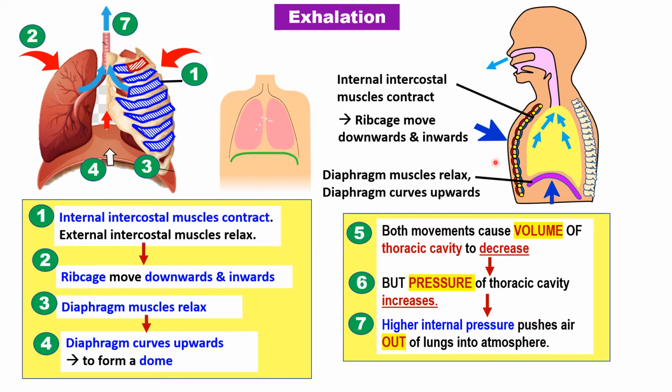Now this is the side view. You can see that the internal intercostal muscles, represented by the blue parts here, contract, and this will cause the rib cage to move inwards and downwards. Okay, so the effect of the internal intercostal muscles is just the opposite of that of the external intercostal muscles. They have opposite effects on the rib cage. Now, diaphragm muscles relax here, so the diaphragm will curve upwards to form its original shape. So these two movements will decrease the volume of the thoracic cavity, but the pressure in this cavity here increases, and so it will push the air out of the lungs into the atmosphere.